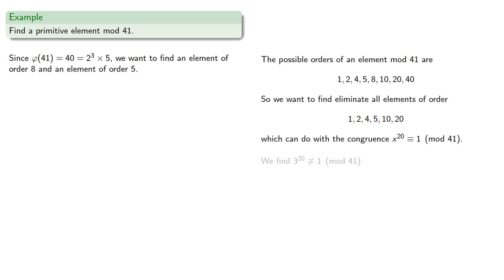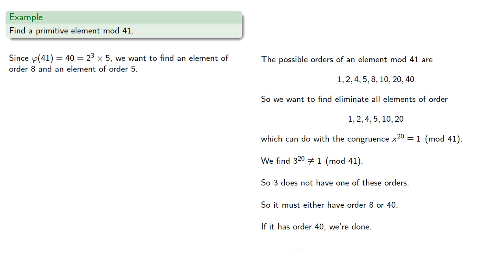And we find that 3 to the 20th is not congruent to 1 mod 41. So 3 does not have one of these orders. So it must have either order 8 or order 40. And if it has order 40, we're done, but it doesn't. And so we find that a equals 3 has order 8.